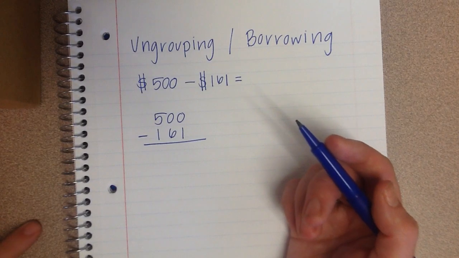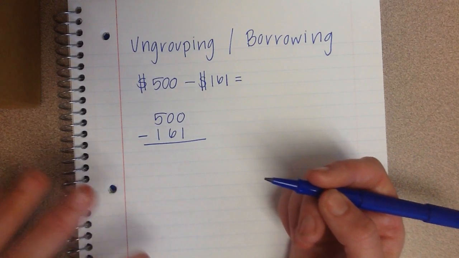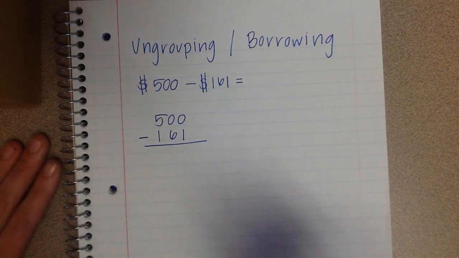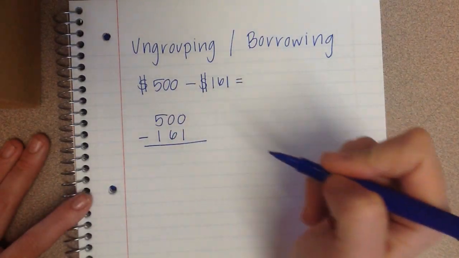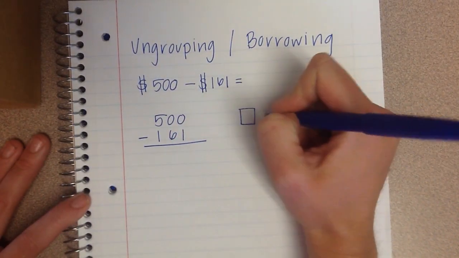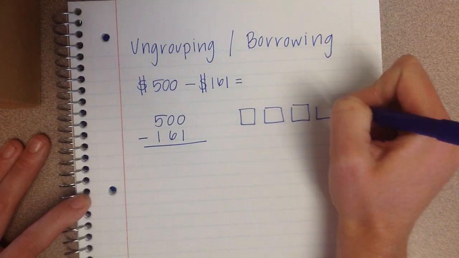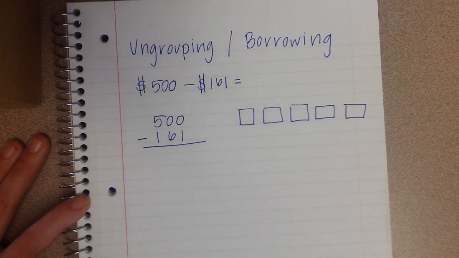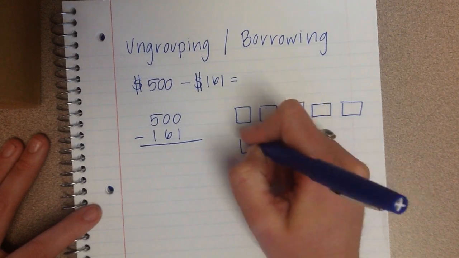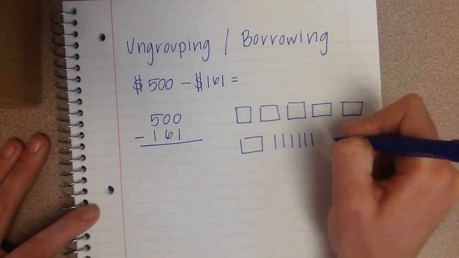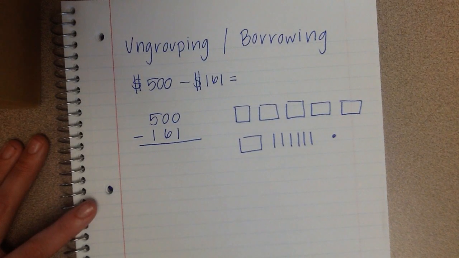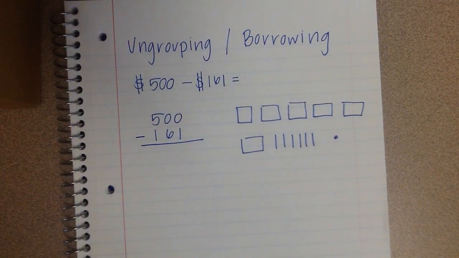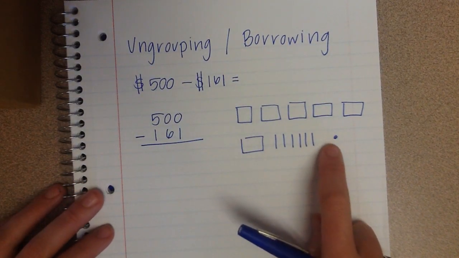I will be honest with you, I still get tripped up sometimes with my borrowing and my ungrouping. So it's really important that you check your work and you think about this logically. So I'm going to draw 5. This represents 500. 1, 2, 3, 4, 5. And I need to take 161 away. Some of you are saying, why don't we cancel out one of those for one of those? We can't do that. We have to start with the smallest thing first.